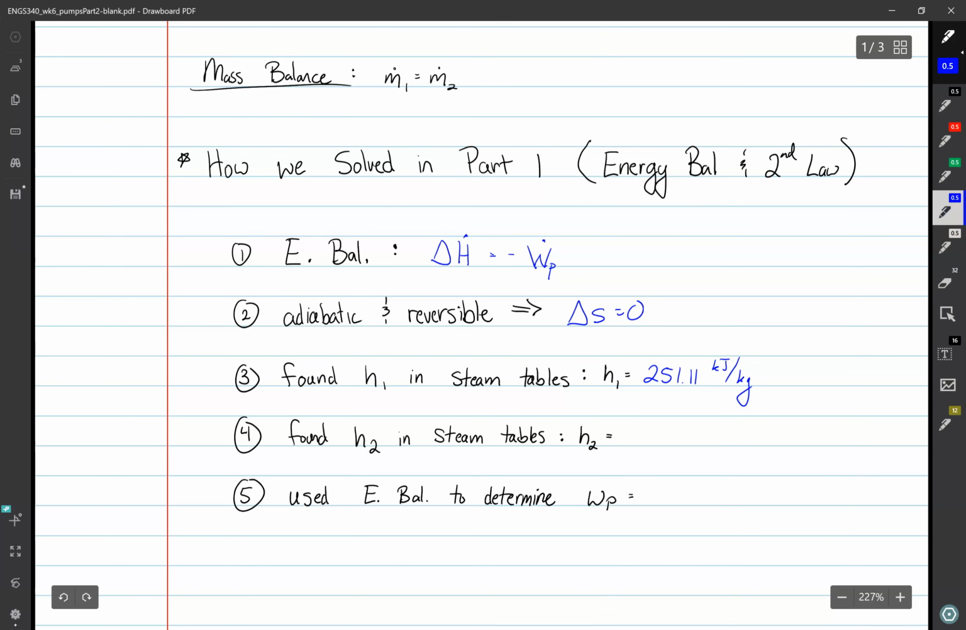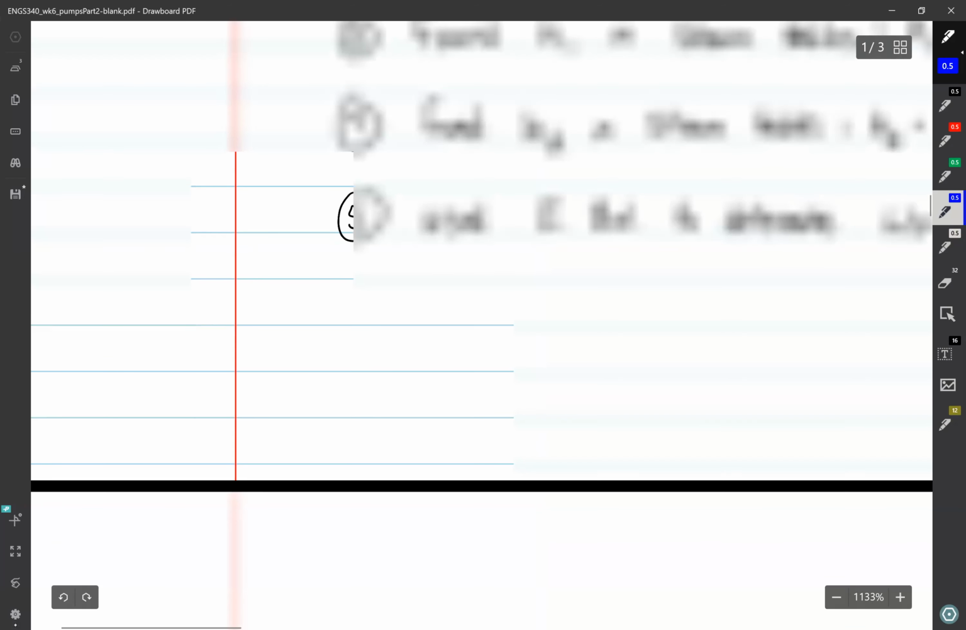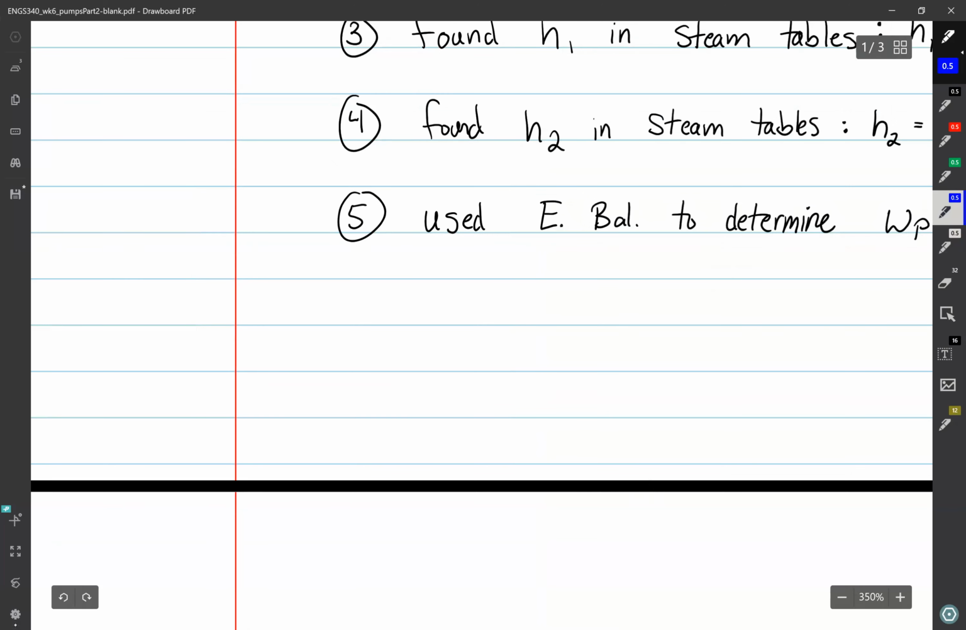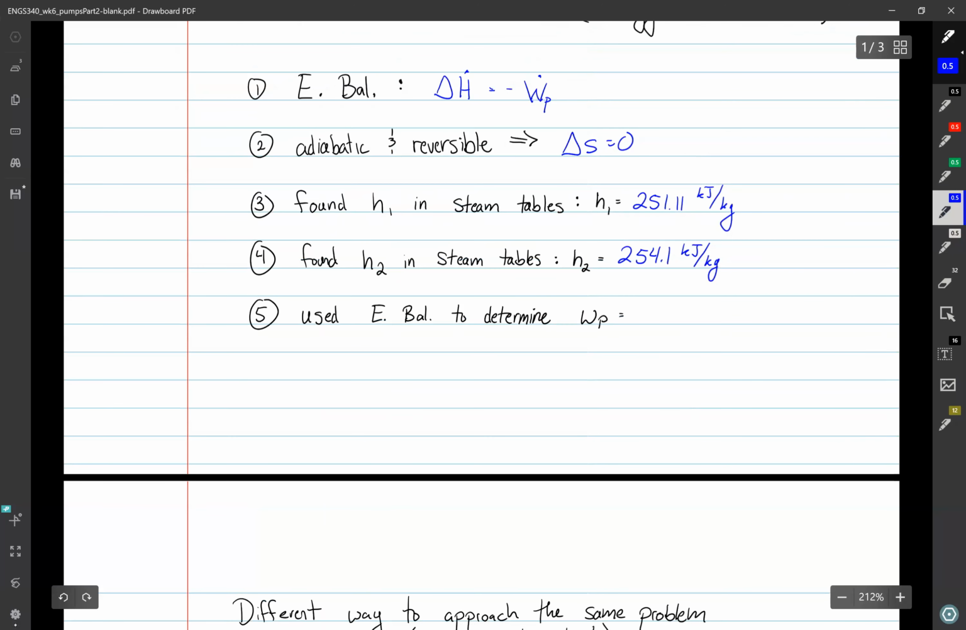Then we could find H2 from our tables, which was 254.1 kilojoules per kilogram, or something thereabouts. When we had to find it from steam tables, we had to use a double interpolation, which was a little bit cumbersome. We could do it, but it wasn't ideal. Or we could use something like Cat3 in order to find that. I apologize.